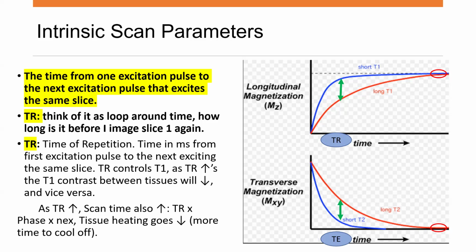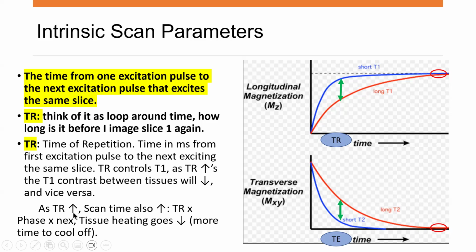So it's a loop around time. During the TR, that tissue is T1 relaxing. So do you give it a lot of time to T1 relax, or do you not give it a lot of time to T1 relax? What are some of the trade-offs of playing around with your TR?